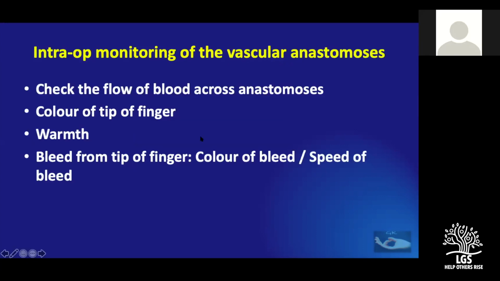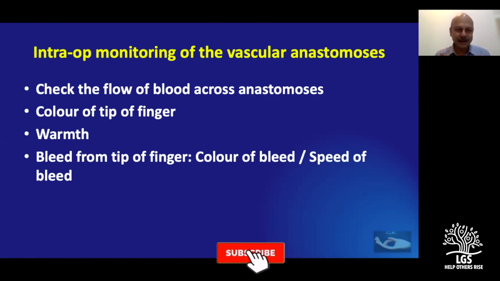Once you have done the vascular anastomosis, we need to monitor the anastomosis. First, how do you monitor this? You have done the anastomosis, you have released the clamps, and the blood is now flowing. You need to monitor now. Check the flow of blood across the anastomosis. There are different tests that can be done. You can do the milking test, but remember, never milk across the anastomosis. Milk only distally, downstream from the anastomosis.